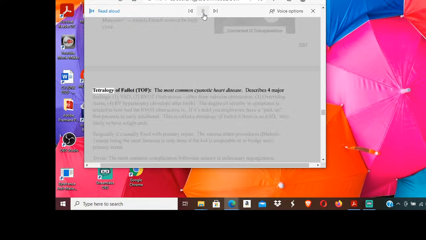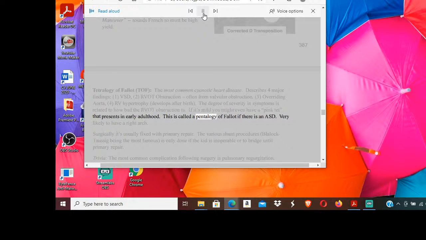387. Tetralogy of Fallot, TOF, the most common cyanotic heart disease. Describes 4 major findings: 1. VSD, 2. Pulmonary outflow obstruction, often from valvular obstruction, 3. Overriding aorta, 4. RV hypertrophy, which develops after birth. The degree of severity in symptoms is related to how bad the obstruction is. If it's mild, you might even have a pink tet that presents in early adulthood.